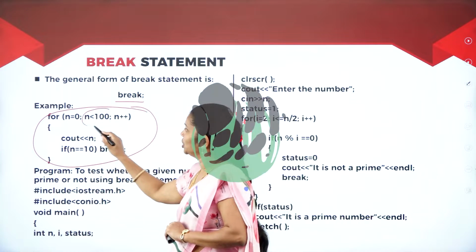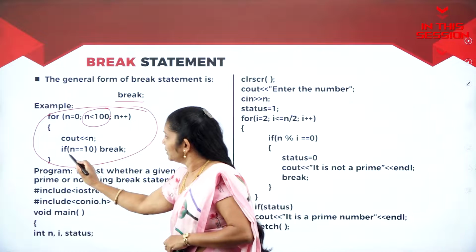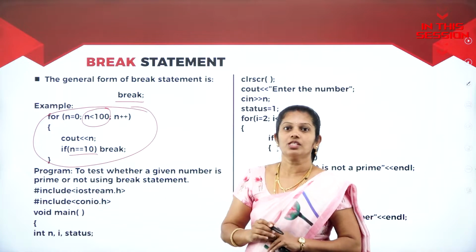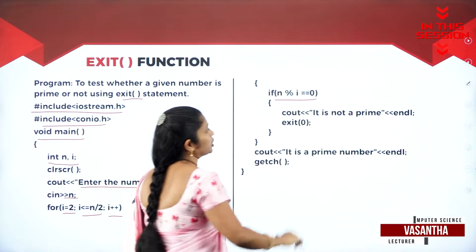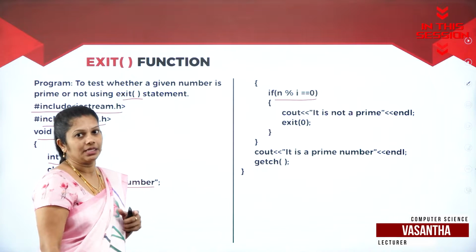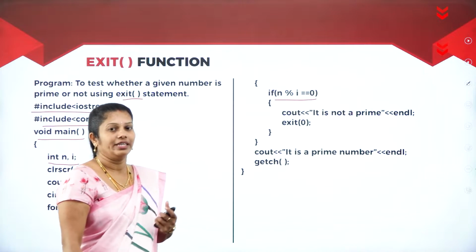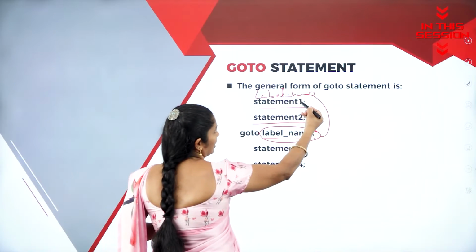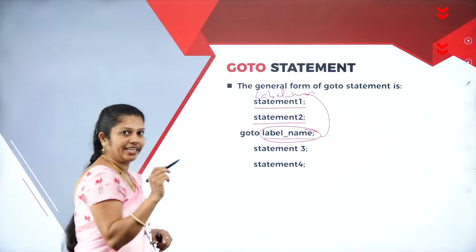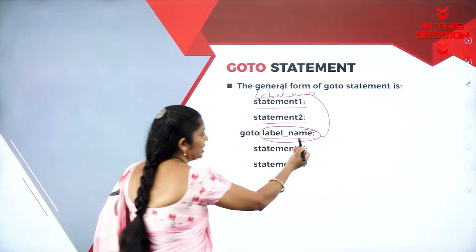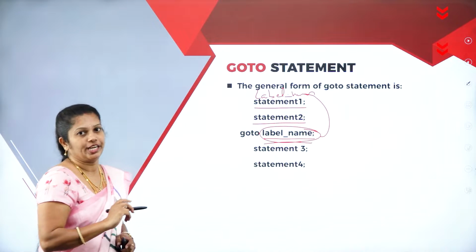Whereas the final condition here we are given 100, less than 100. But here after 10 only it will come out from this loop. If n percentage I equals 0, what does it mean? It means that whatever number we are given, that number will be divided by I. After executing statement 1 and statement 2, it will not move to statement 3 as well as statement 4. In that place, the control will transfer to whichever label in the go-to statement they have given.